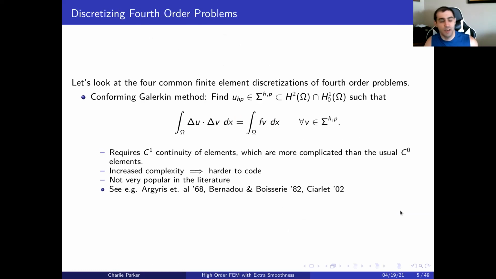So how do people actually discretize these fourth order problems? The first is the conforming Galerkin method, where you seek u_hp in some conforming finite element space that's a subset of H2 intersect H10. I forgot the hp subscript on the u, but it's basically the same as the original problem. The downsides are that this requires C1 continuity of the elements, which are more complicated than the usual C0 elements for H1 problems. This increased complexity means they're harder to code, and it's not very popular in the literature.